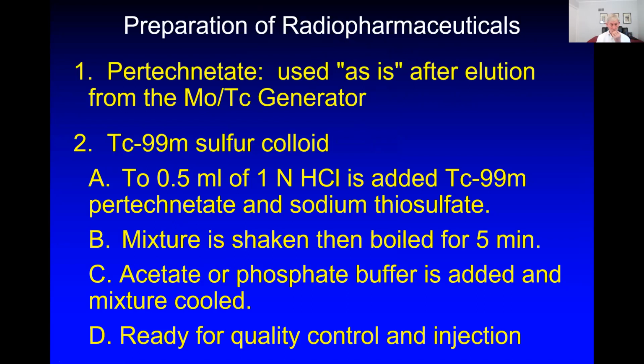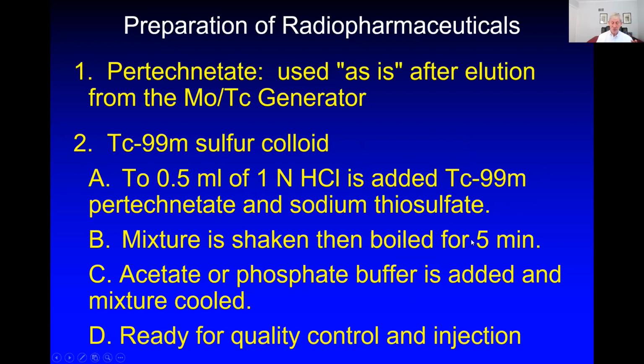For sulfur colloid, this is the most complex prep that we ever have on a routine basis, and it's still pretty simple, really. It's a 3-step process. We have a vial that contains hydrochloric acid. We add to it first the pertechnetate, and then some sodium thiosulfate. And the order of addition is totally irrelevant. It makes no difference whatsoever because the reaction really doesn't go very well at room temperature. And that's why we have to boil it for 5 minutes.